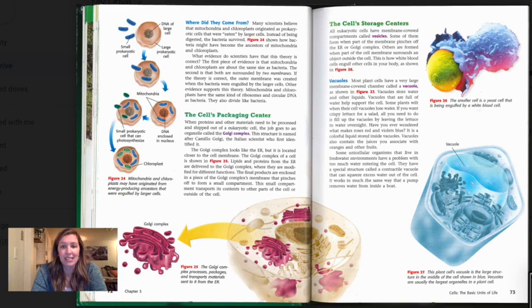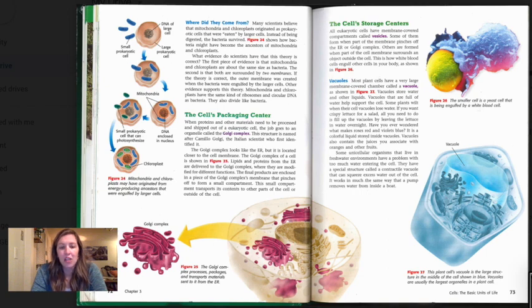The cell's packaging center. When proteins and other materials need to be processed and shipped out of your eukaryotic cell, the job goes to an organelle called the Golgi complex. This structure is named after Camillo Golgi, the Italian scientist who first identified it. The Golgi complex looks like the ER, but is located closer to the cell membrane. The Golgi complex of a cell is shown in figure 25. Lipids and proteins from the ER are delivered to the Golgi complex, where they are modified for different functions.